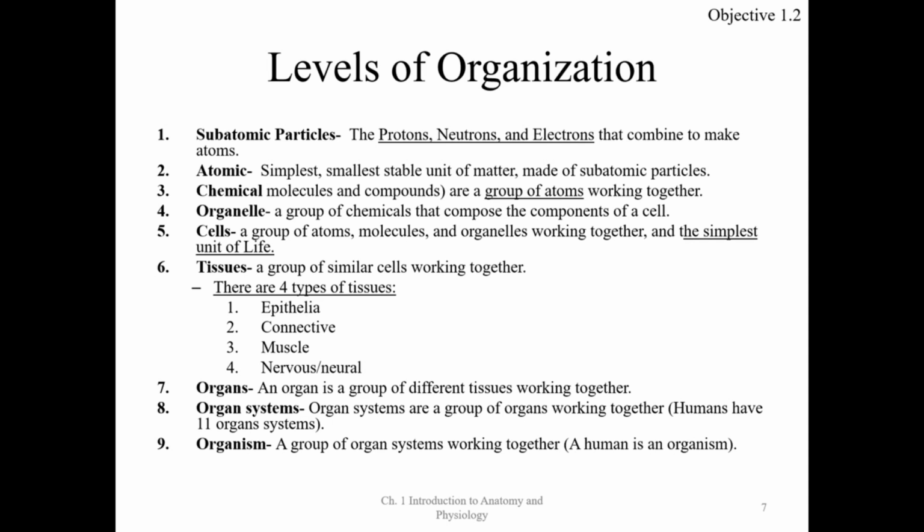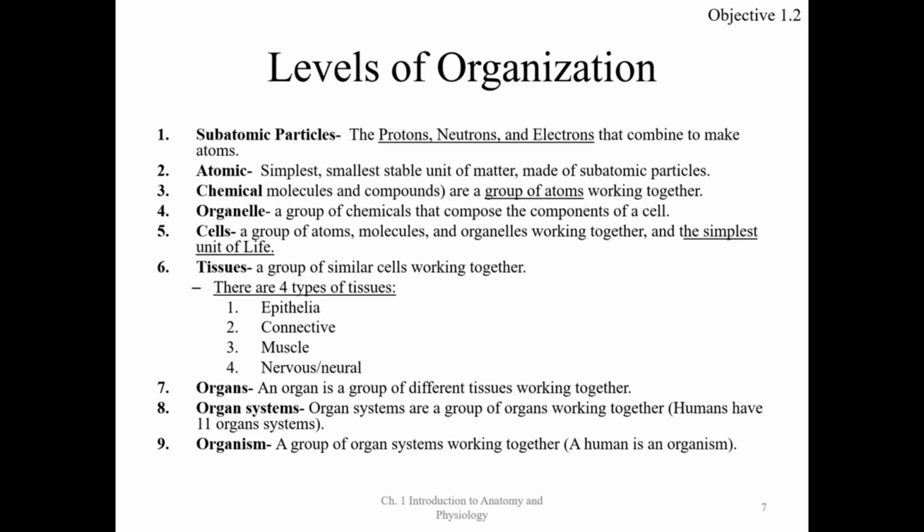Chemicals come together to make organelles. Organelles come together to make cells. Cells, smallest unit of life. Tissues come together, so cells come together to make tissues. That can be epithelial, connective, muscle, or nervous tissue. Then we have organs. That's a bunch of tissues working together. We have organ systems, a bunch of organs working together. You have 11 of them. And then the organism is made up of all the organ systems working together.